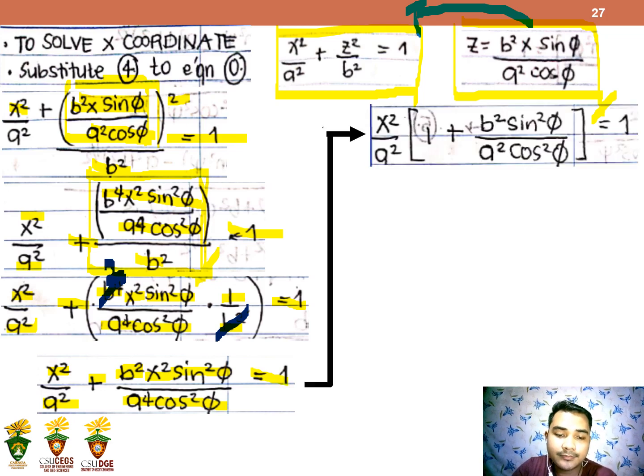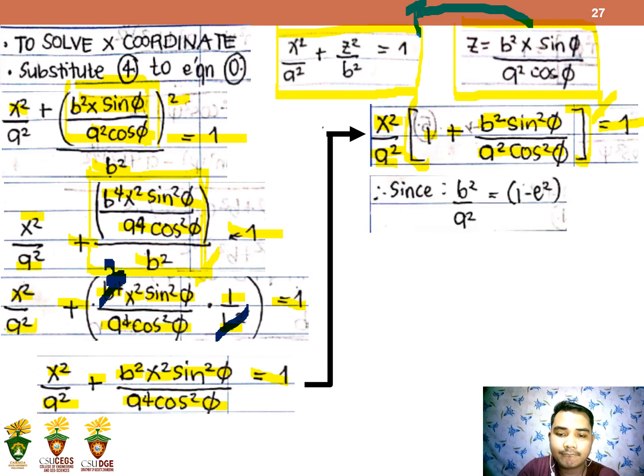Then atong igawas ato ang igawas ang ilahang common variable which is ang x squared over a squared. Ato igawas siya sa pikas or ato siyang igawas sa equation. So mahimo na siyang x squared over a squared times 1 plus, ang mabili na lang siya is b squared sine squared geodetic latitude all over a squared cosine squared geodetic latitude, which is also equal to 1.